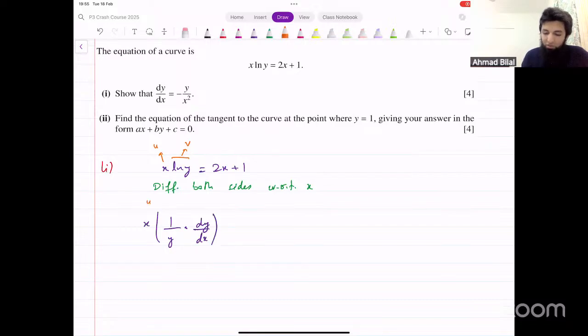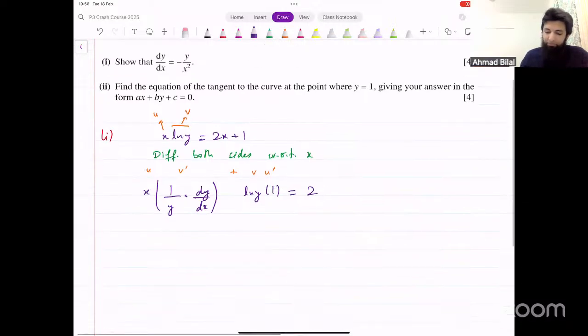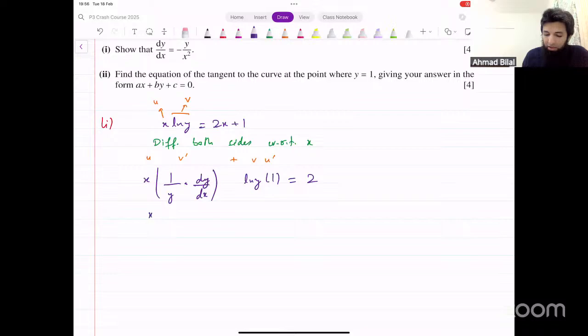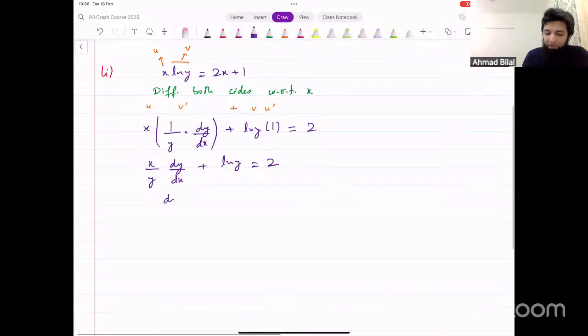That is u v dash plus v u dash. That means v as it is, ln y as it is, into u dash, derivative of x is 1. That equals derivative of 2x, which is 2, and derivative of 1 is just 0. This is what we end up getting. And now from this, we get x over y into dy over dx plus ln y equal to 2. And now if we try to make dy over dx the subject, that gives us 2 minus ln y here.